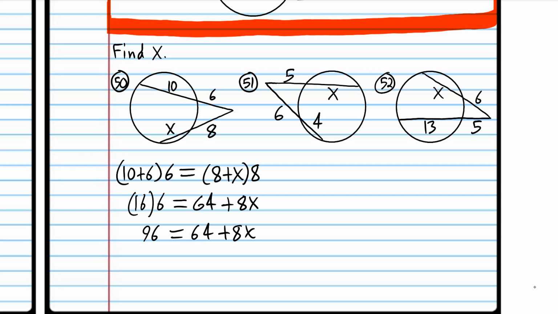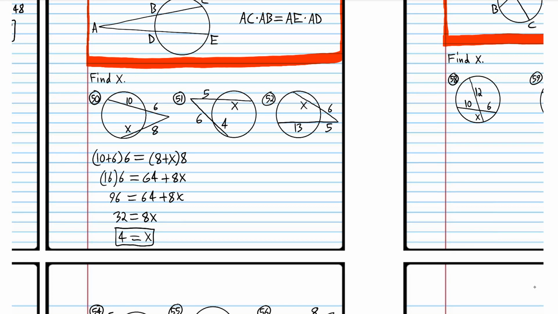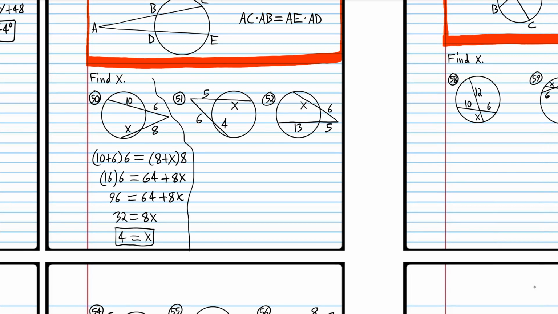And then we're going to subtract 64 from both sides, and we get 32. And then we divide both sides by 8, and x is equal to 4. So that's the situation with these problems. All right, let's try one more of these.